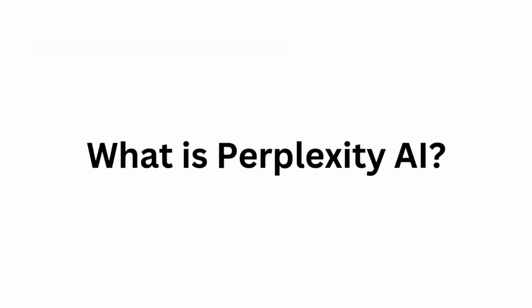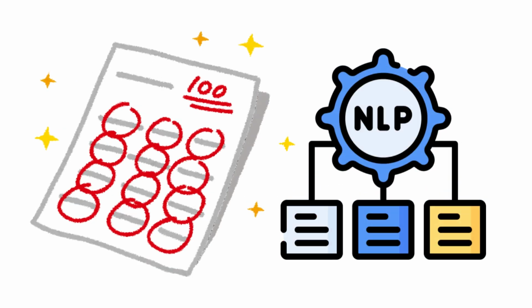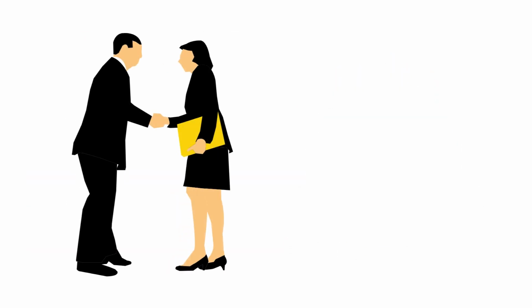What is Perplexity AI? Perplexity AI is an advanced AI-powered search engine and research assistant. It goes beyond traditional search by providing direct, accurate, and well-referenced answers using natural language processing. Think of it as a smart research partner that understands context and delivers high-quality insights in seconds.